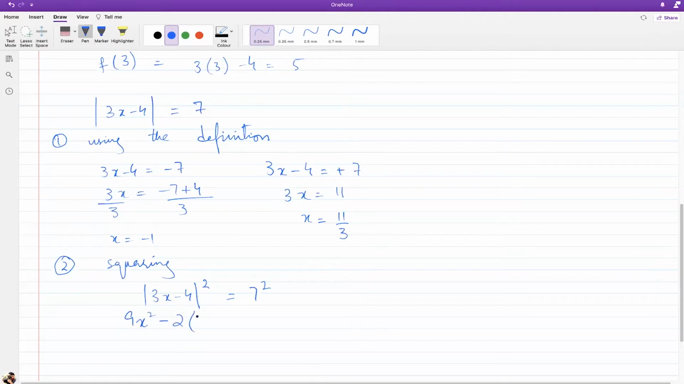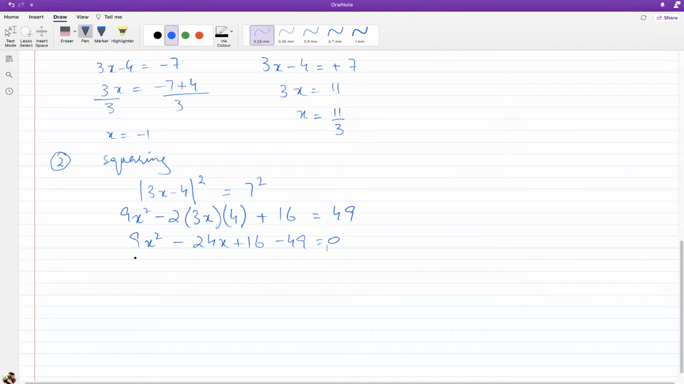9x squared minus 2 times 3x times 4 plus 4 squared, which is 16, equals 49. This gives me 9x squared minus 24x plus 16 minus 49 equal to 0. And I will solve this equation. Okay? When you solve this, you will ultimately end up at x plus 1 and x plus 11 by 3. In which case, you will know that x equal to minus 1 and x equal to minus 11 by 3. Okay? I know you know how to solve it, so I did not solve it.